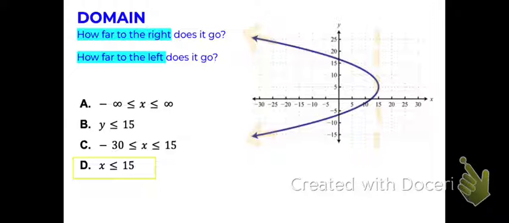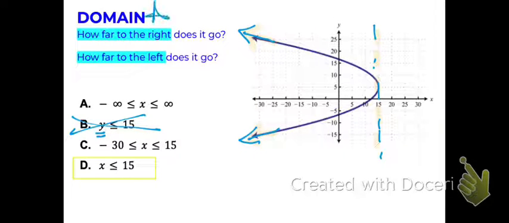Notice that it has arrows that go on and on forever. So it's not stopping at negative 30. It's going all the way to negative infinity. And it's going to the right all the way to 15. So it's from negative infinity to 15. Or you can say it's everything less than 15. X is less than 15. Notice they give us the choice y. It's not y because we're looking at the domain. It's x.